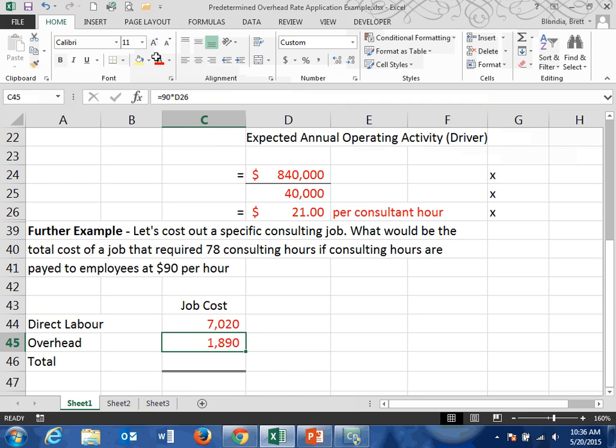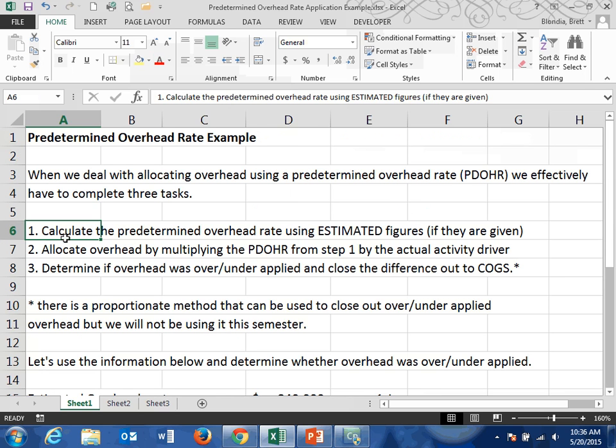Okay? So at the end of the day, this job, whatever job it is, job 101, taking 78 consulting hours would have cost us a grand total of $8,910. And that effectively is how you deal with the predetermined overhead rate. So it's calculated at the start of the year. Step 1 is calculate the predetermined overhead rate using your estimated figures. Step 2 is allocate overhead by taking the predetermined overhead rate from step 1 and multiplying it by the actual activity driver. And then step 3 is to decide if you were over or under applied.